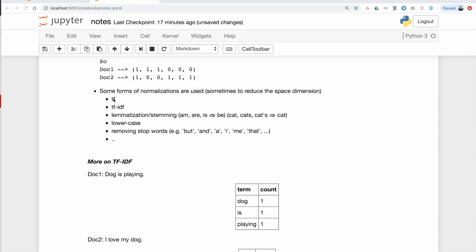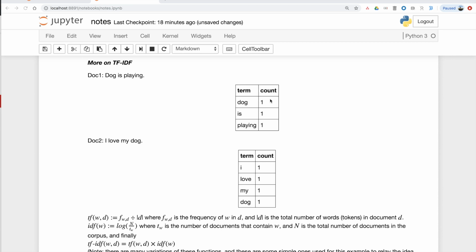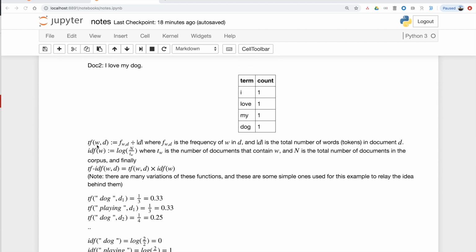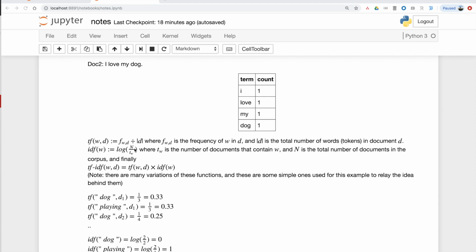The other thing I want to talk about is the term frequency and inverse document frequency technique. So in our small example, "dog is playing", if you look at the term count, all of these tokens appear once, and the same for document two. Now, term frequency is defined over a word in a document D, and IDF is defined over just the word for the corpus of documents that we have. These are two simple definitions. There are variations of these two functions, but this is the gist of it.